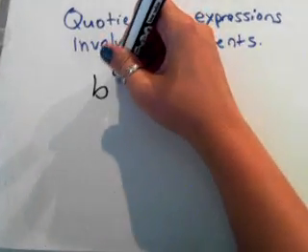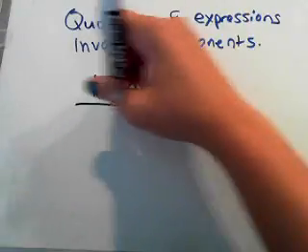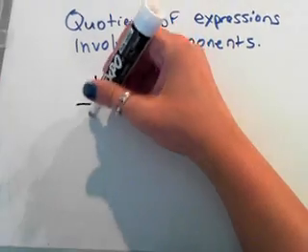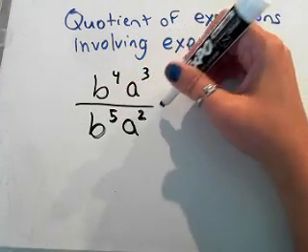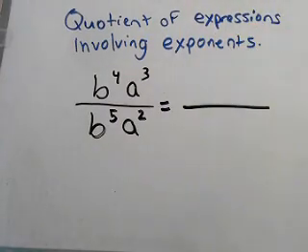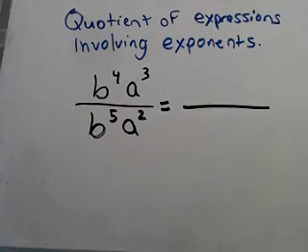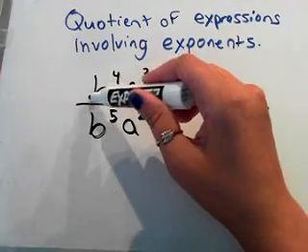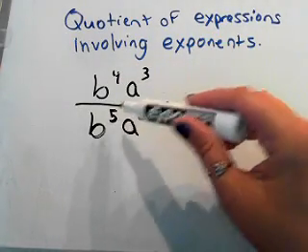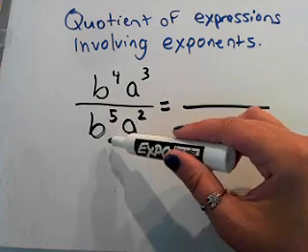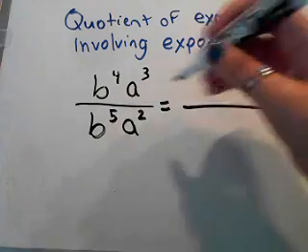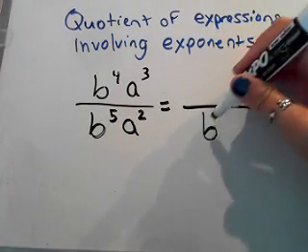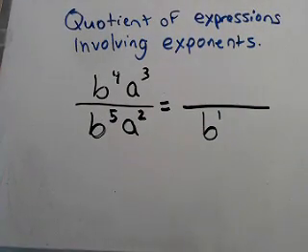We'll go b to the 4th, a to the 3rd over b to the 5th, a squared. So let's see, without writing it fully out, if we can see what we're going to be left with. So 4 of these on the top will cancel almost all of them on the bottom, but how many will we be left with? Well, if we cancel 4 of them and we had 5, we'll have 1 left over. And where is it going to be? On the bottom, since that's where there was more of them. So b to the 1st, you can just write b if you want to also.